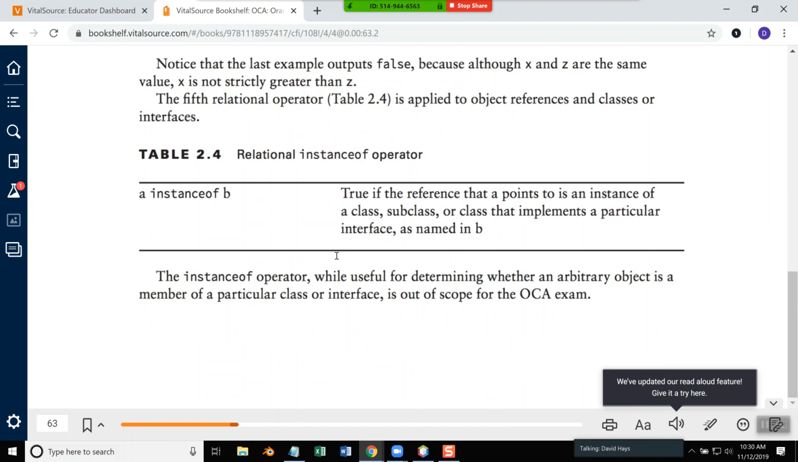Fifth, relational operators apply to object references and classes or interfaces. A instanceof B is true if the reference that A points to is an instance of a class, subclass, or a class that implements a particular interface, as named in B. It's out of the scope for the exam.